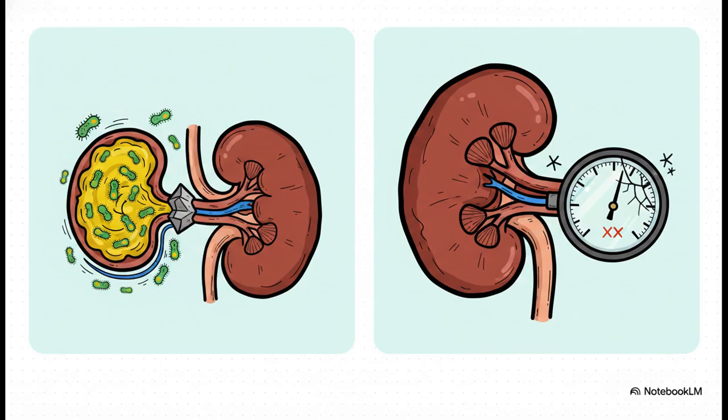Bacteria multiply like crazy in that stagnant pool, causing a severe kidney infection. If that bacteria breaches the bloodstream, bacteremia, the patient can spiral right into vasodilatory, hypotensive septic shock. On the right, contrast this with an acute kidney injury, or AKI.